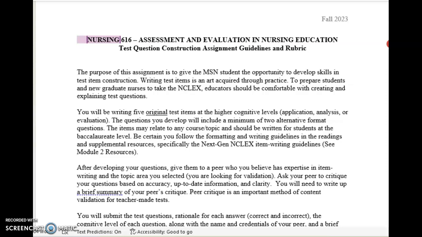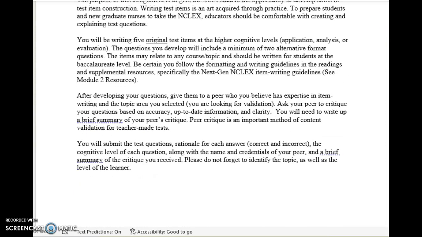Please be certain that you are using the term client instead of patient, that the question stems are concise, they are succinct, and clearly written. Other than that, again, just please take a look at all of the resources available to you in Module 2 with regards to writing test items for Next Gen.